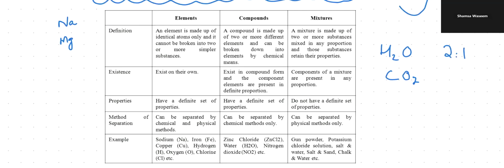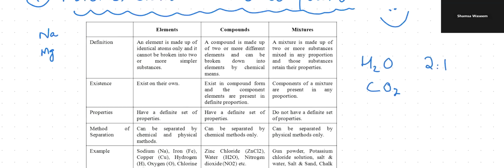Okay, what's a mixture? A mixture is made up of two or more substances mixed in any proportions, right? And those substances retain their properties. Like if you're just going to say salt and water, right? So it's going to be a mixture. Both of these are going to retain their own properties, and they can be mixed in any proportion. They do not exist in a fixed ratio, right? They do not have a definite set of properties. They can be separated by physical methods only.